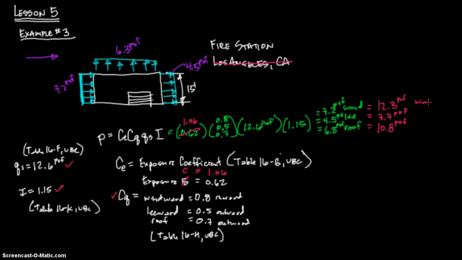So this is windward, WW, leeward, and roof. Alright, 12.3, 7.7, and 10.8. So you would go back over here and say 12.3, 7.7, and 10.8. Alright, now we'll give you your answers.